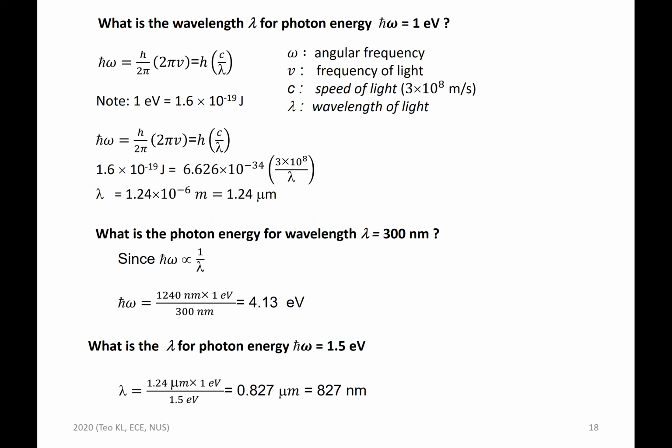Now, I think it's important that we discuss a bit on the conversion of the photon energy to wavelength. So for example, what is the wavelength for the photon energy, which we call h bar omega, of 1 eV? Now, h bar omega is angular frequency, so it's 2 pi nu, where nu is the frequency. h bar is basically h over 2 pi, where h is the Planck constant. So 2 pi and 2 pi cancel off, and you will have h nu.